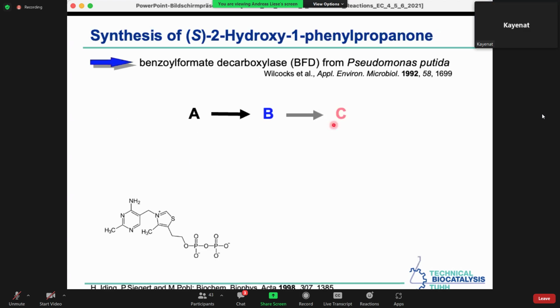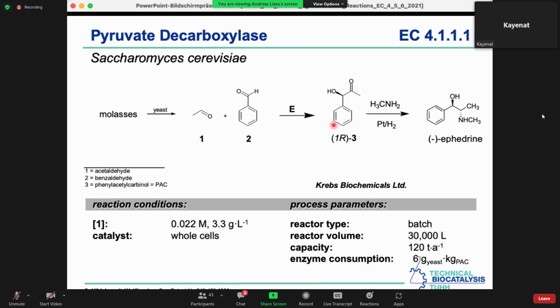Yeah. I had a question. I did not understand the second part of this reaction. How are the two compounds attaching in this manner here? You mean the acetaldehyde and benzaldehyde to this product? Yes. Yeah, there's a huge reaction mechanism behind this.